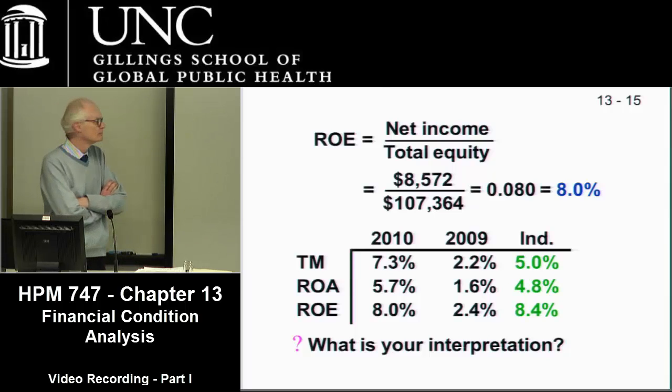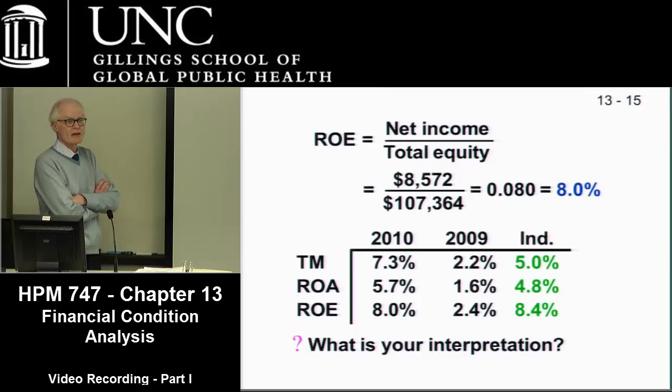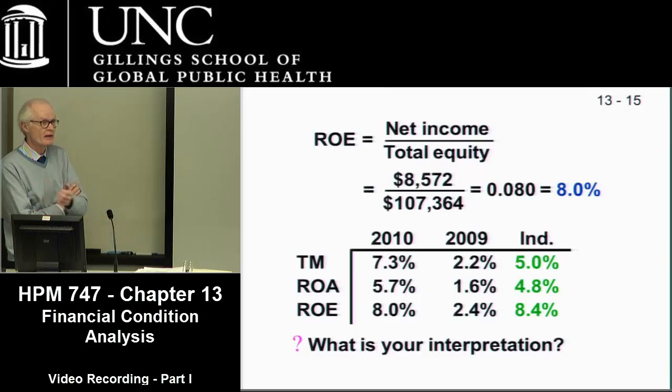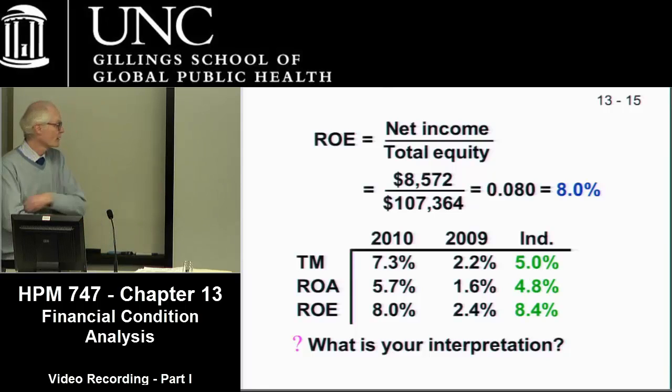Since 2009, that's above the industry average on 2 of the 3 segments. So that's the conclusion I would draw, that their profitability has improved between 2009 and 2010 on all of the ratios. They're better than the industry average on 2 of them, not so on the return on equity.